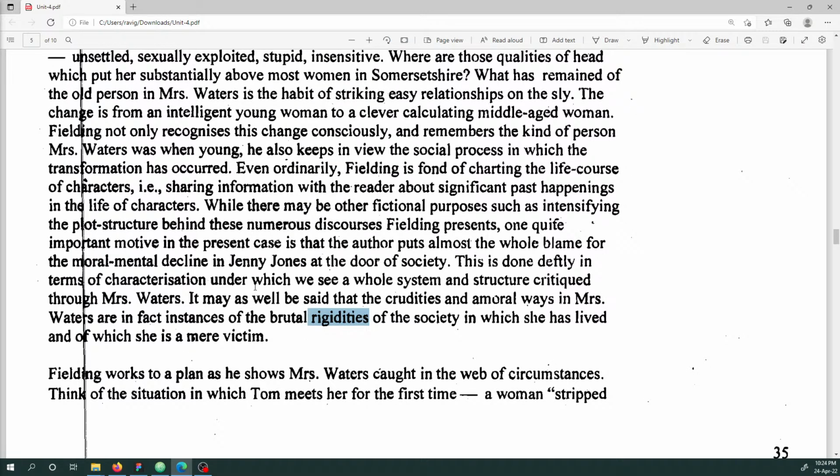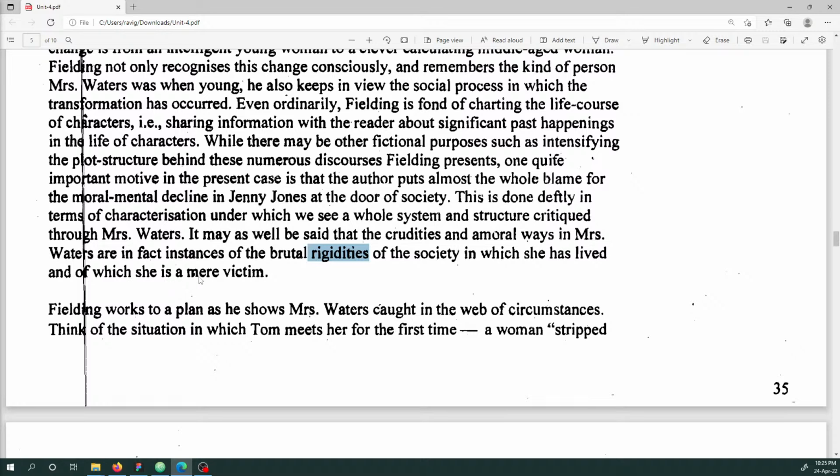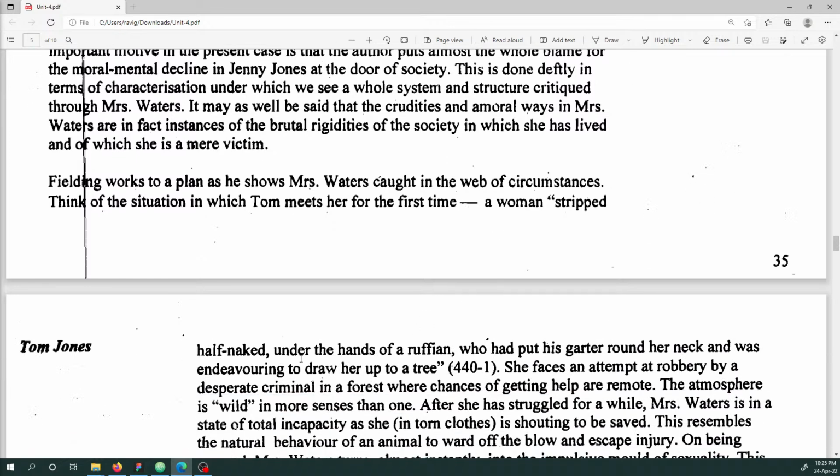It may as well be said that the crudities and immoral ways in Mrs. Waters are in fact instances of brutal rigidities of the society in which she has lived and of which she is a mere victim. Fielding works to a plan as he shows Mrs. Waters caught in the web of circumstances. Think of the situation in which Tom meets her for the first time. A woman stripped half naked under the hands of a ruffian.